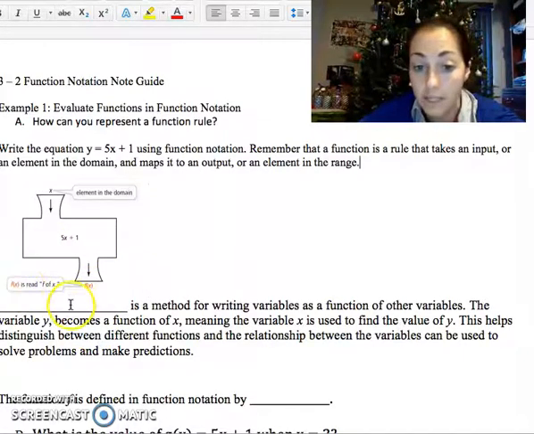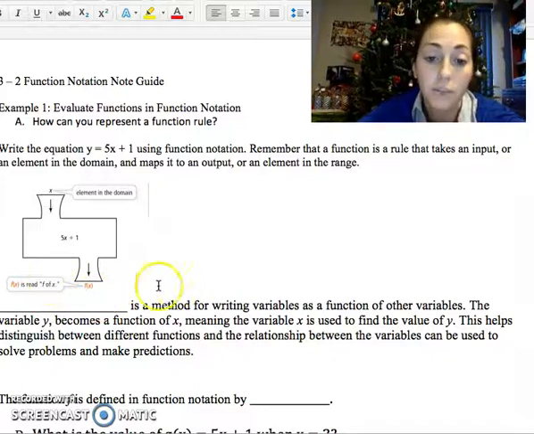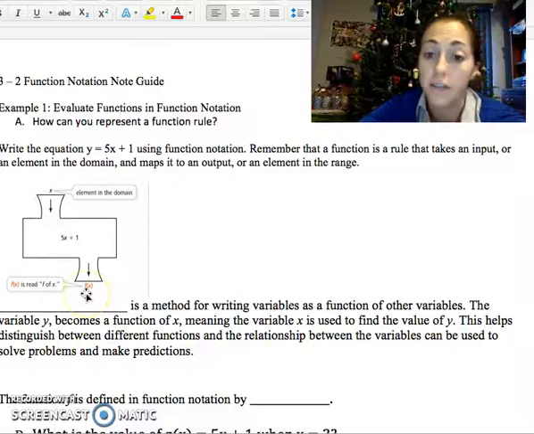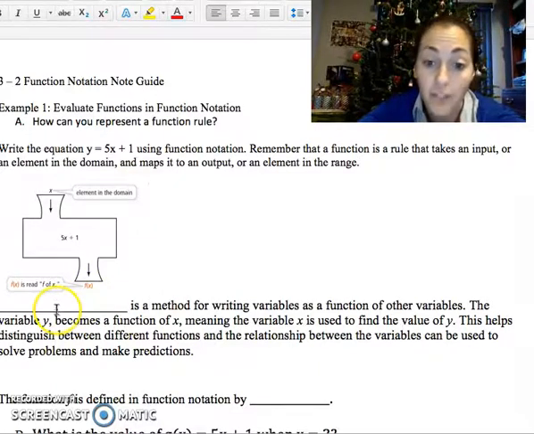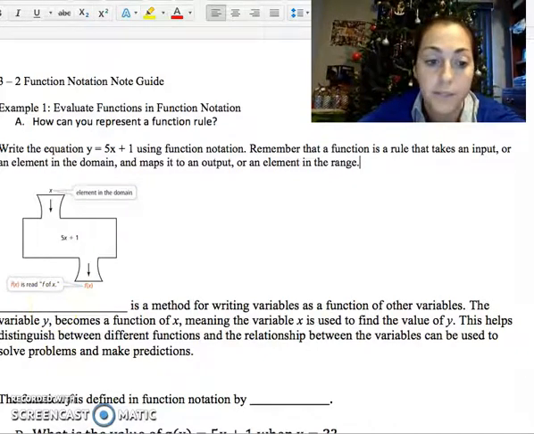f of x. That's how that's pronounced. It looks like f times x. That's f of x, which all it means is a function of x. The f is the function, and x is the domain that you're using, the input value that you're using.